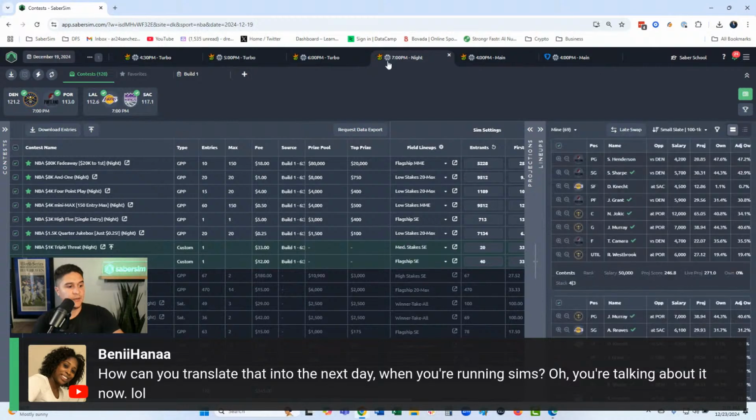Night slate. And the other thing to mention here is I don't remember how I did this day. As far as actual dollars, won or lost, I don't remember. And the second thing is, I don't want to lie, but I wanted to say I don't care. Obviously I do care. Sim ROI isn't paying the bills, but sim ROI does tell me, hey, are you on the right path or not?